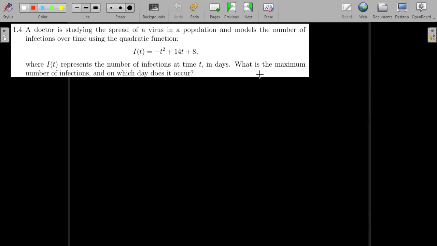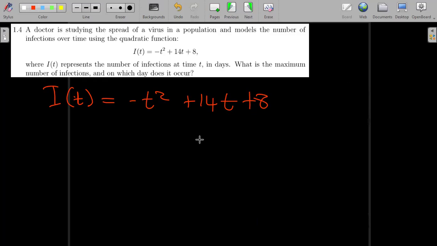So here it's just a quadratic equation that is being applied practically. They are simply asking you to find the turning point. Then you state that the x coordinate of the turning point will be the day, and the y coordinate of the turning point will be the number of infections. Our quadratic equation has been given in this form: minus t squared plus 14t plus 8. So this is our quadratic equation. So we simply find the turning point.